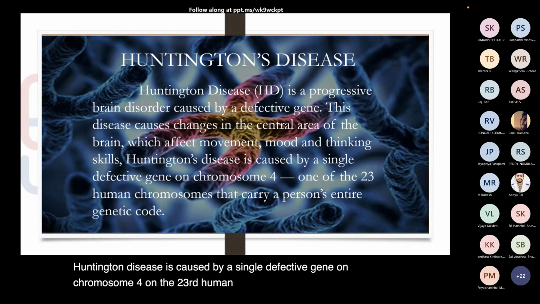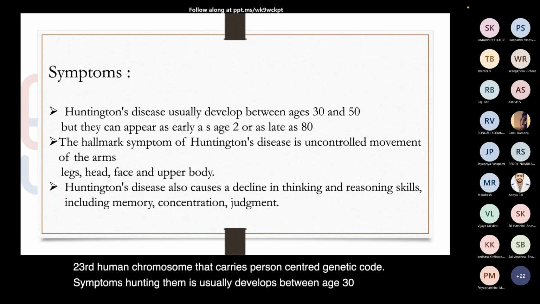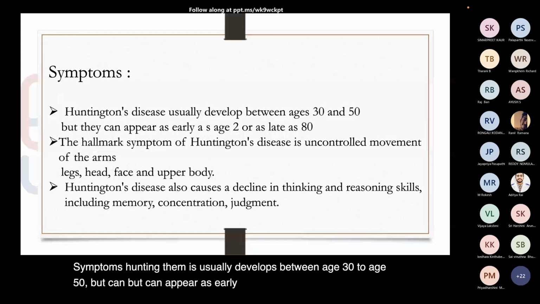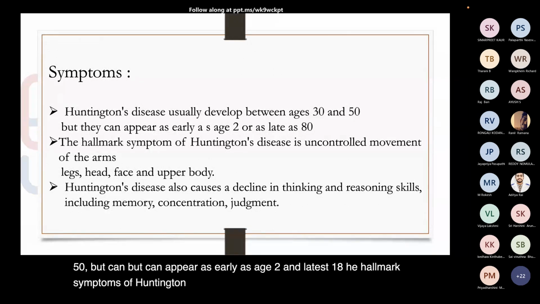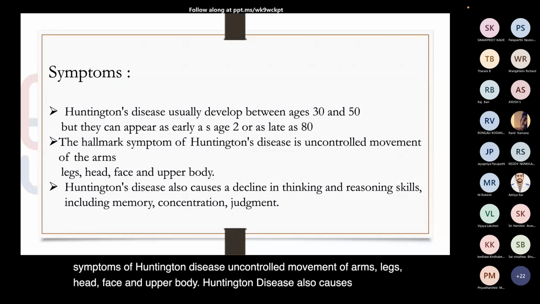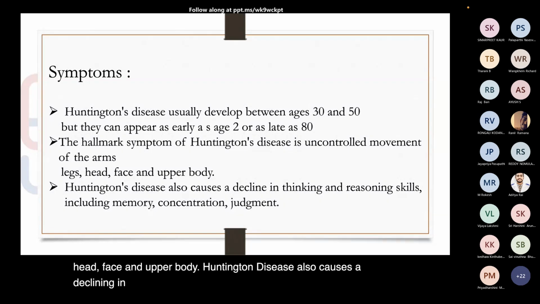Symptoms: Huntington disease usually develops between age 30 and age 50, but can appear as early as age 2 and as late as 80. The hallmark symptom of Huntington disease is uncontrolled movement of arms, legs, head, face, and upper body. Huntington disease also causes a decline in thinking and reasoning skills, including memory, concentration, and judgment.